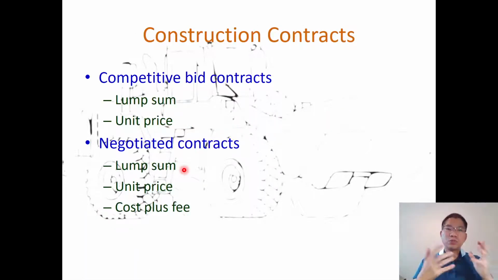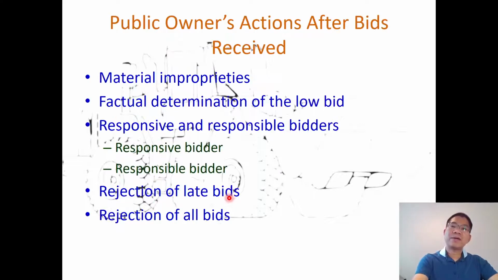So for a construction contract, to get the contract we need to have either competitive bid contracts, which you learned a bit about in project planning, lump sum or unit price. We may go back to the project planning material to review that. Negotiated contracts can be lump sum, unit price, or cost plus fees. Cost plus fee includes cost plus percentage fee, cost plus fixed fee, and cost plus incentive fee, which we learned already. I just want to review that.